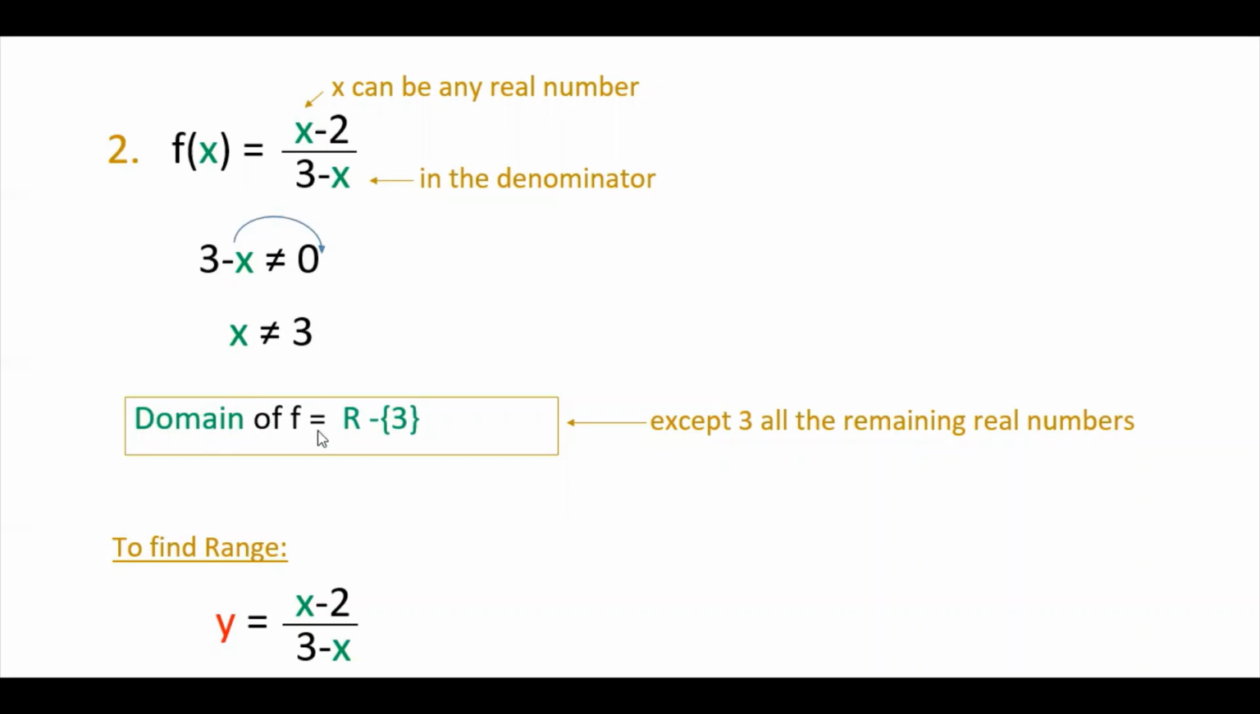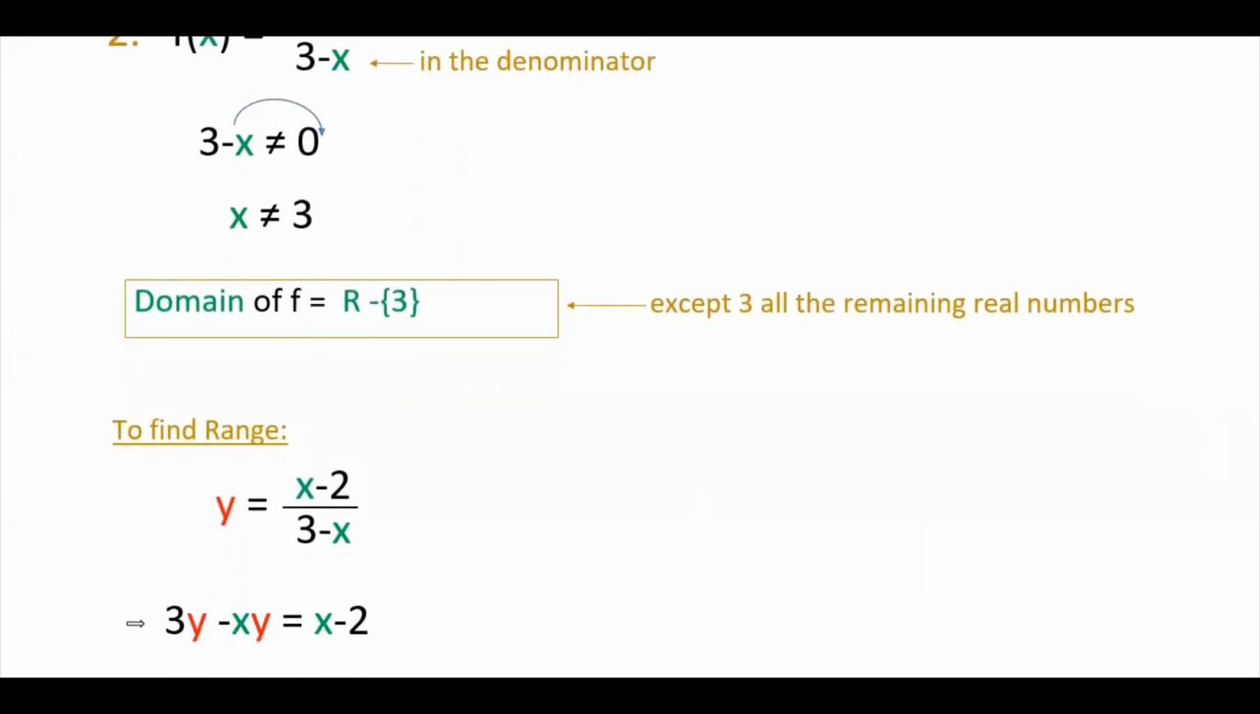Therefore, the domain of this function is equal to R minus {3}. Except 3, all other remaining real numbers, the set of all the remaining numbers, is the domain of this function. Because this is a set, this element 3 you also have to put in braces, because this is also a set. And to find the range, I told you, you have to write x in terms of y.